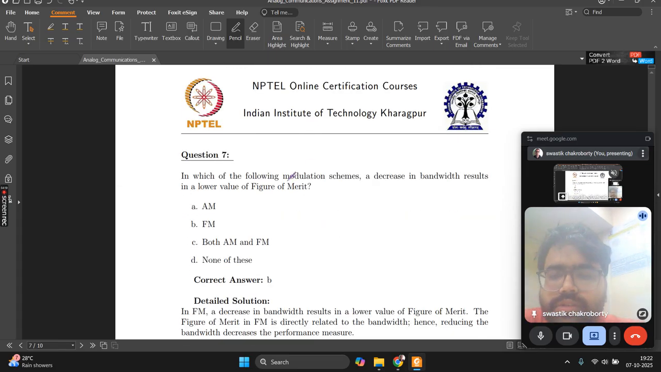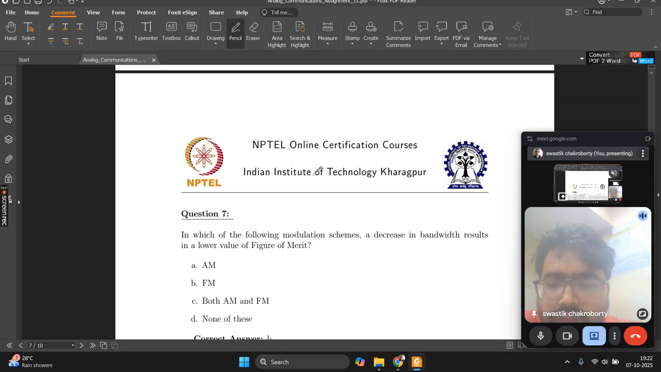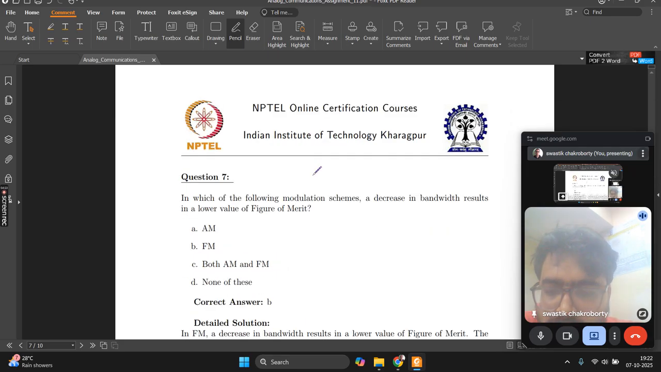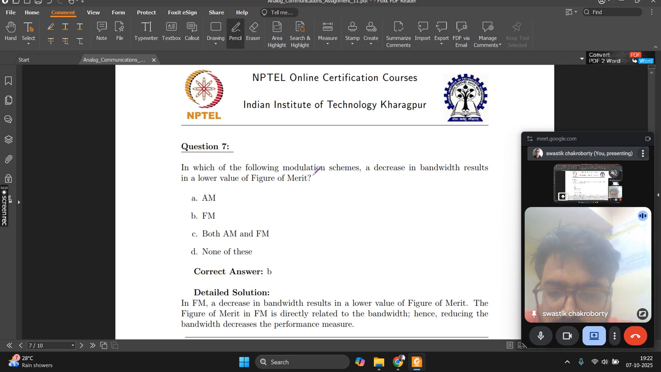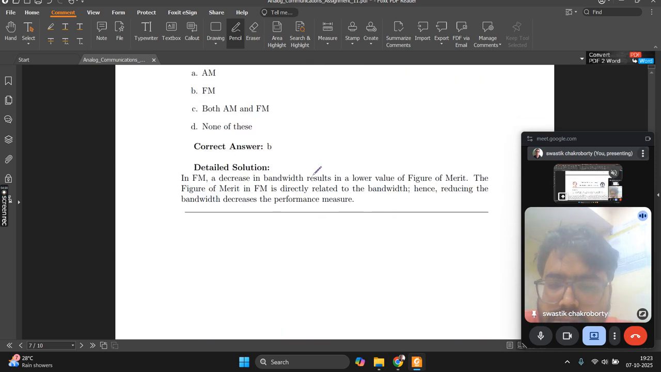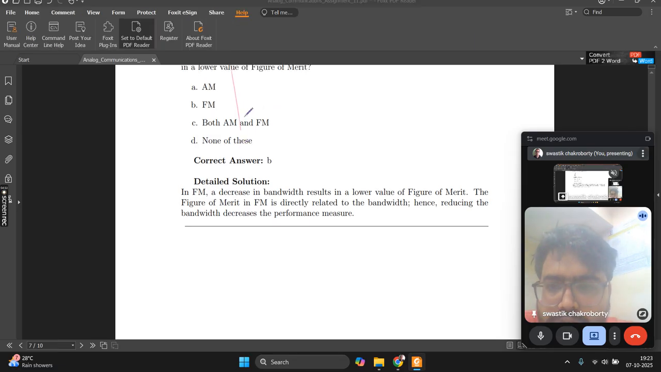In which of the following modulation schemes does a decrease in bandwidth result in lower value of figure of merit? Okay, we have discussed this earlier, so we will skip this because this has an issue.